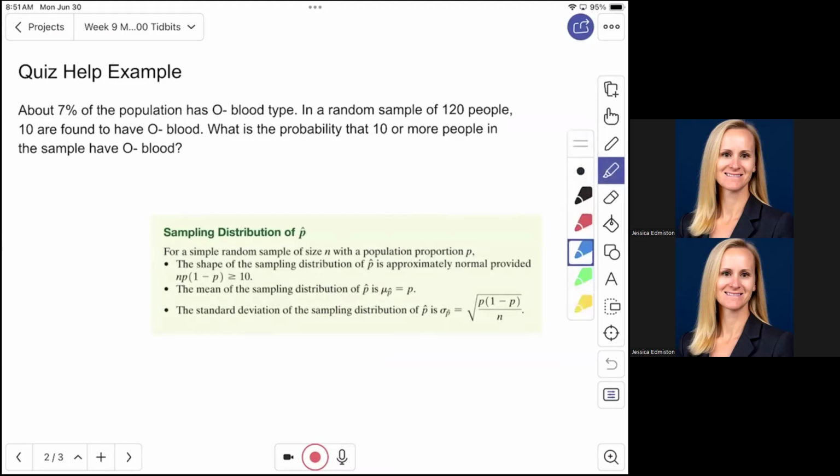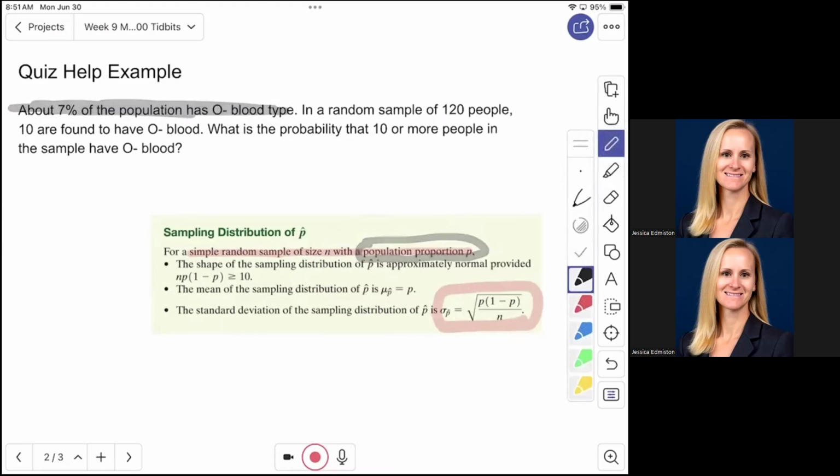All right, so I want to make a reference to your text, which is for a simple random sample of size n with population proportion p, we're going to want to use this formula here for our standard deviation. And the way that I know to use this is because we are given the population proportion p in this first sentence. Okay, so it says about 7% of the population has O negative blood type.